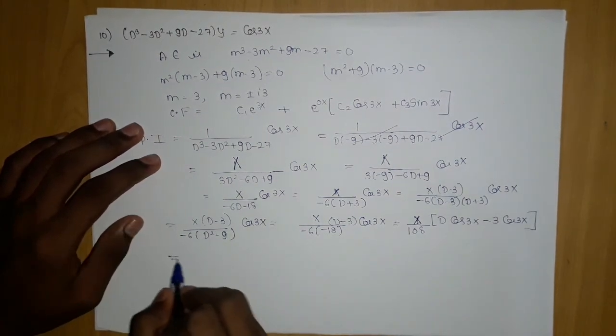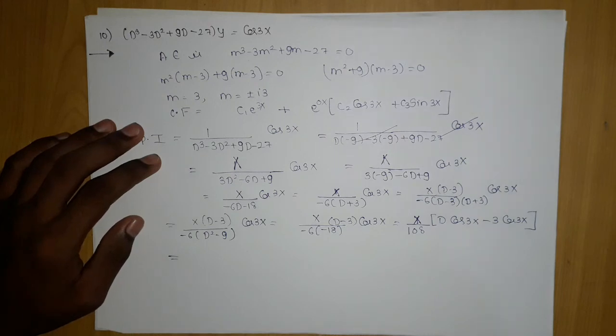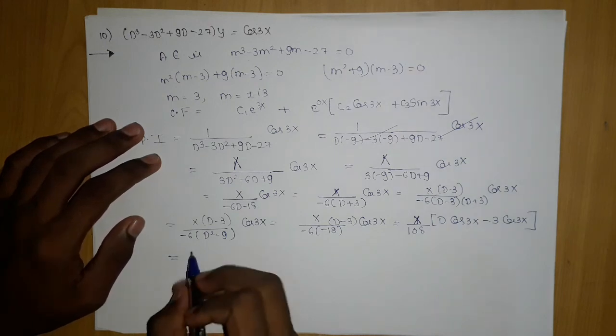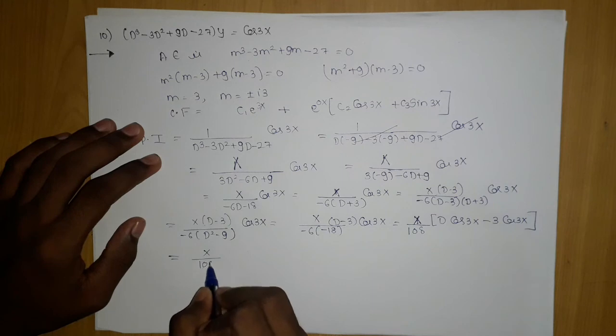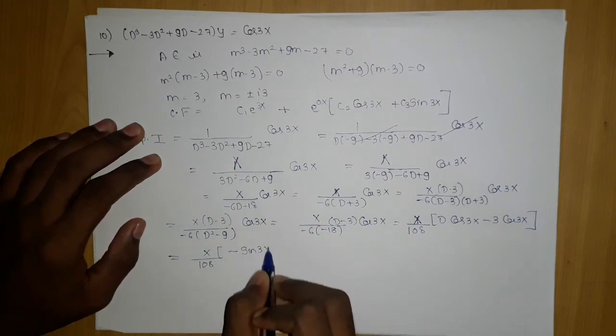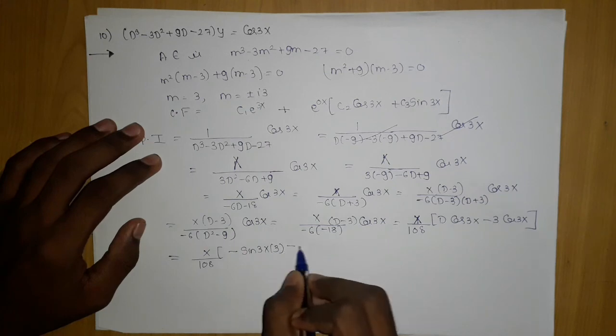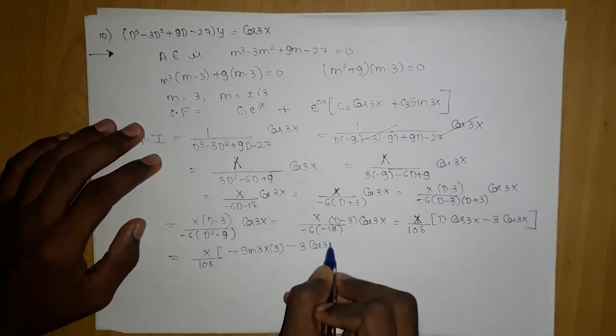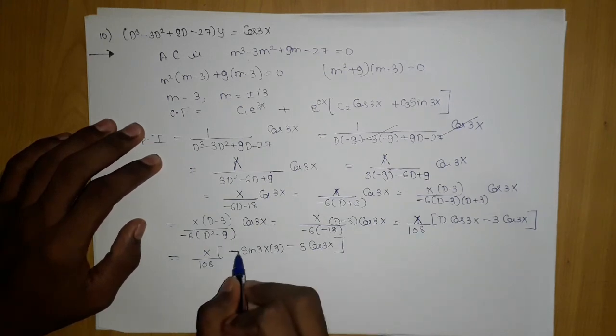After this, the moment you differentiate cos 3x, you are going to get a negative sign: x by 108 into minus sin 3x into 3, minus 3 cos 3x. So this is your required answer.